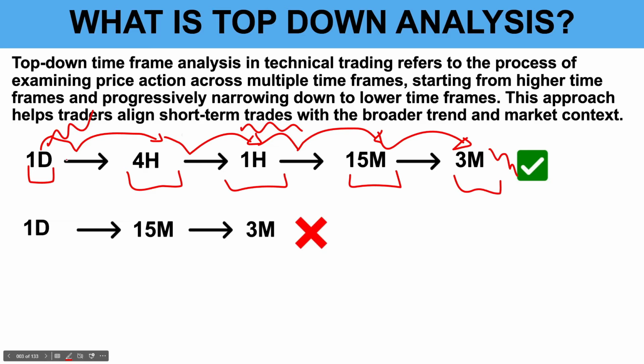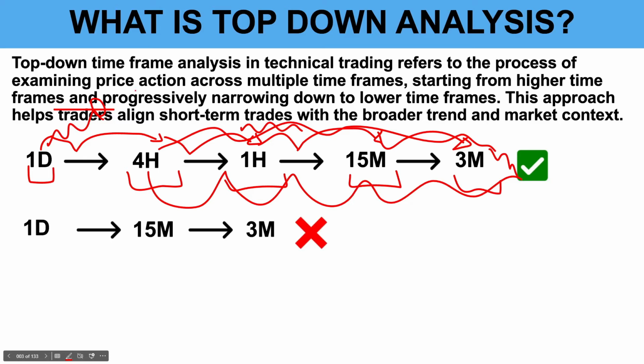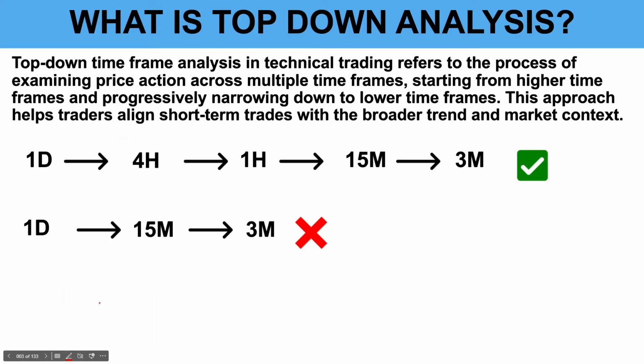So for example, if on the 1 day we can see that price is very bullish and it just hit a point where we can expect a reversal, then even if all of these other time frames are also bullish, we have to keep in mind that the 1 day hit a point where we might be bearish, so our bias for the rest of these time frames will change. So that's just a small insight as to how top-down analysis is useful.